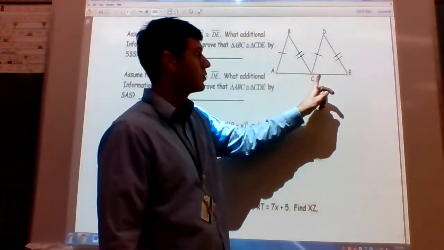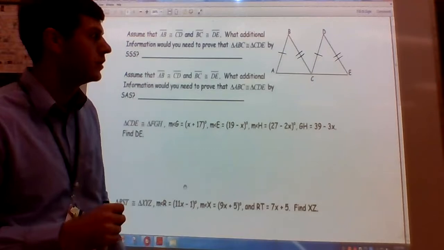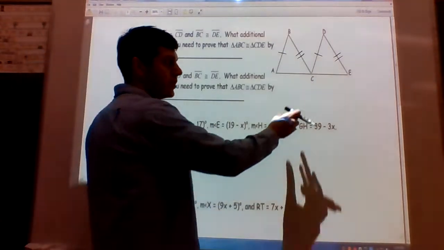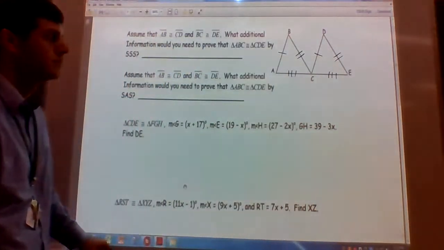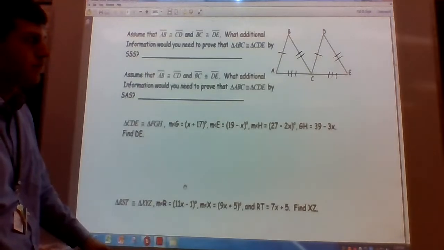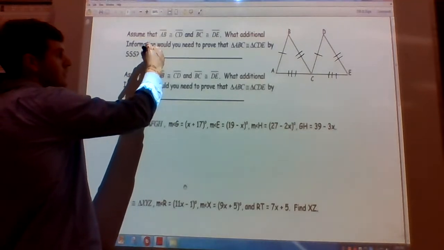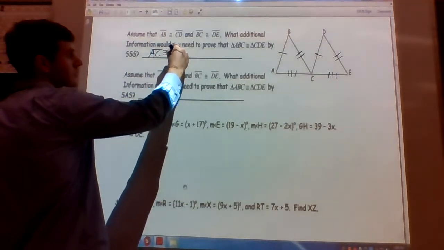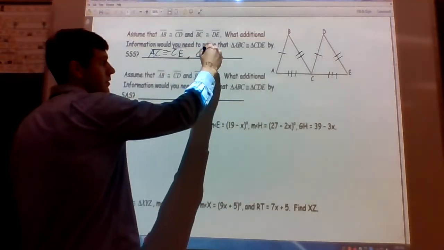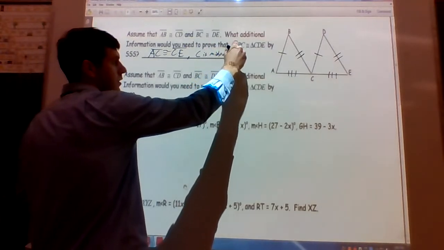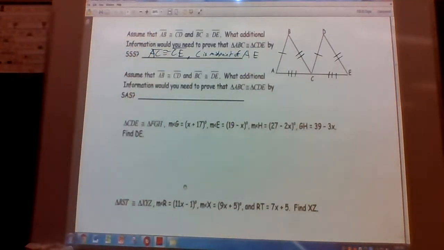So we have AB is congruent to CD, and we have BC is congruent to DE. So far we have 2 sets of sides that are congruent. We need to find the third set, which is going to have to be the third side of our triangle. So we're going to have to know that AC is congruent to EC, or CE. Sorry, either way would be fine. Okay, so we need to know that AC is congruent to CE. Or you could say we need to know that C is the midpoint of AE. That would be fine as well. One of these 2 answers, both would be great.